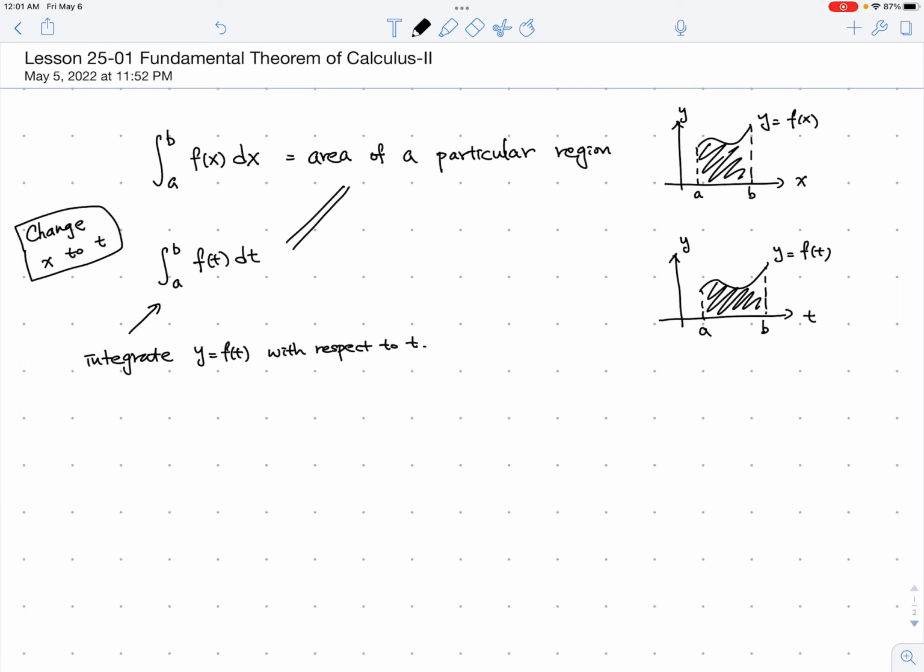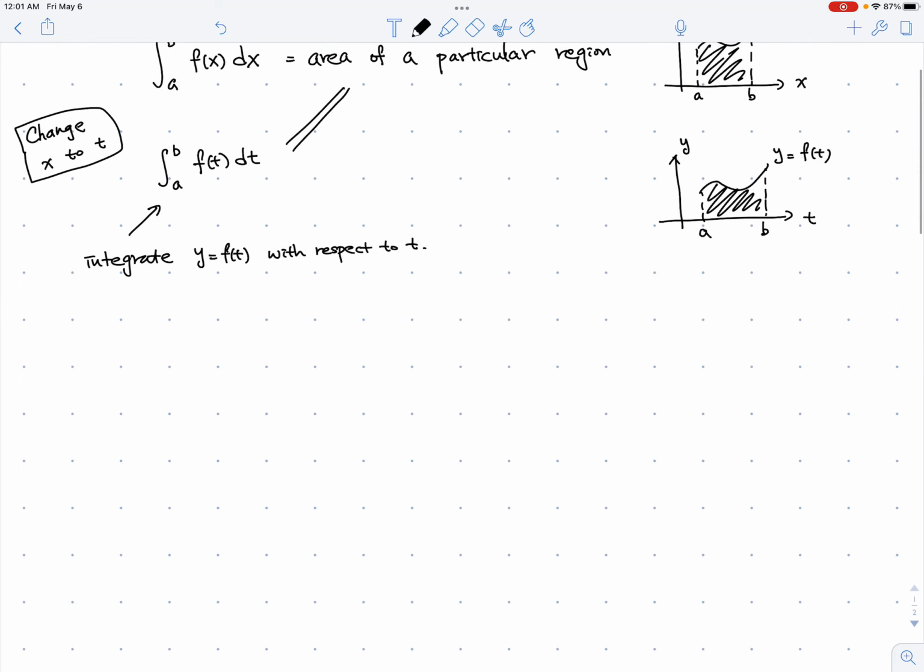All right, so now you know that the variables that you use inside the integral do not really matter. Just like when we say y equal to f of x, y equal to f of t, y equal to f of, I don't know, theta, they all give you the same curves. Okay, so that's okay, right?